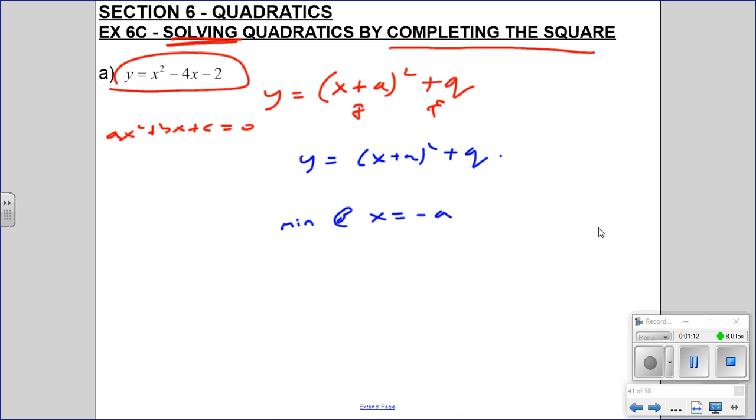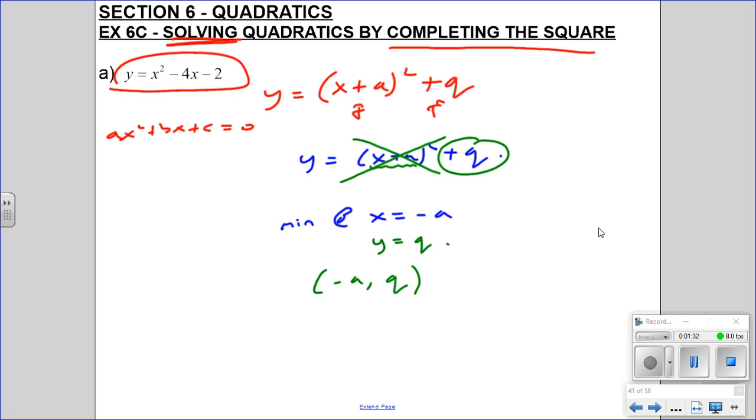The reason I'm saying that is whatever value of x makes the bracket 0, right? So if x was minus a, notice this whole thing would be 0, and you're just left with what's on the outside, so y equals q. So the coordinates would be minus a, q.